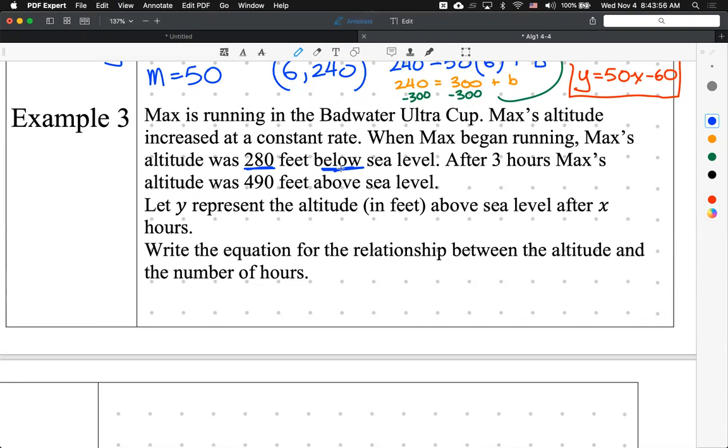If I'm 280 below, is it positive 280 or negative 280? There it is, yeah. So I should say that my B is negative 280. And I don't know what my M is. If I figure out what my M, my slope, is, I'm done. I just put the two together in an equation. So the last thing that I need to do is use the fact that it changes over 3 hours to a positive 490 feet. And that should somehow give me my slope.